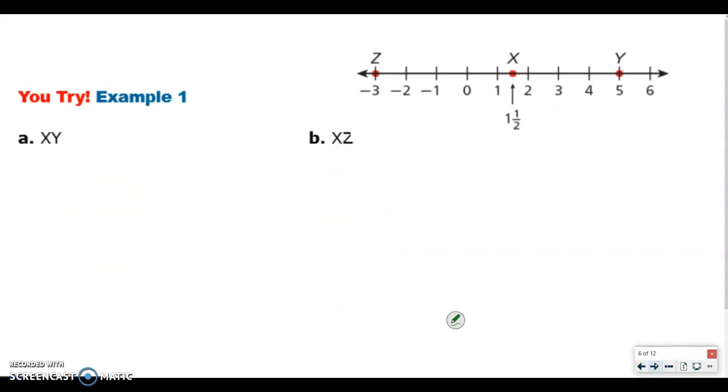So then you try, example number 1. Find the distance of XY and the distance of XZ. Go ahead and pause the video, solve that, and then unpause for the answers.